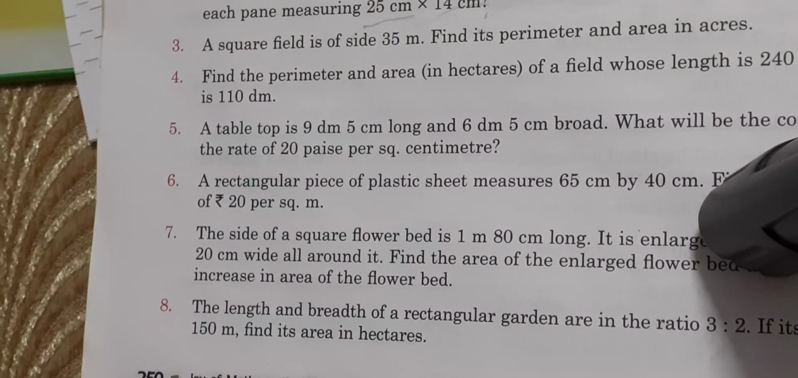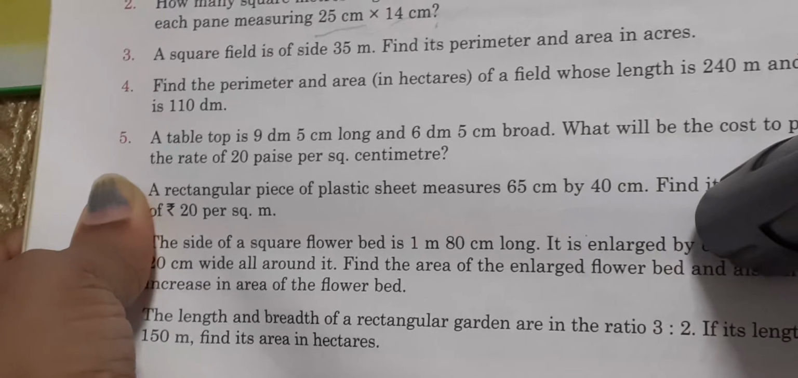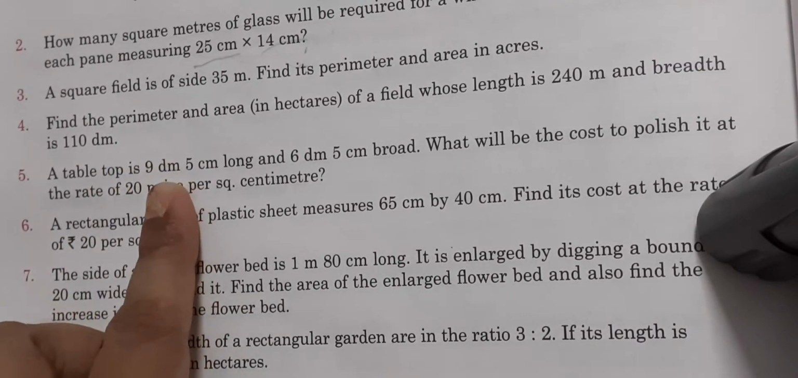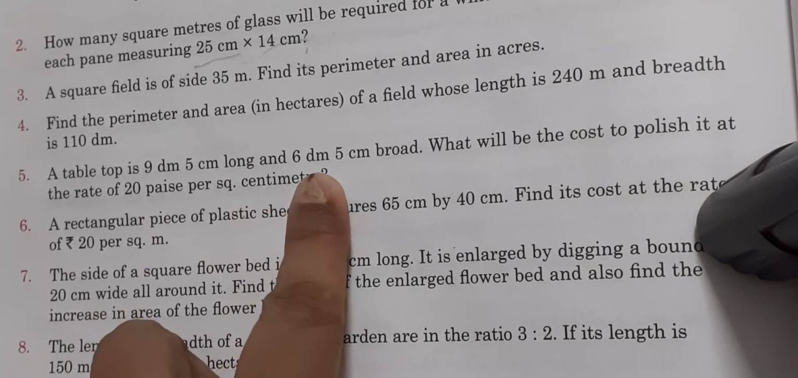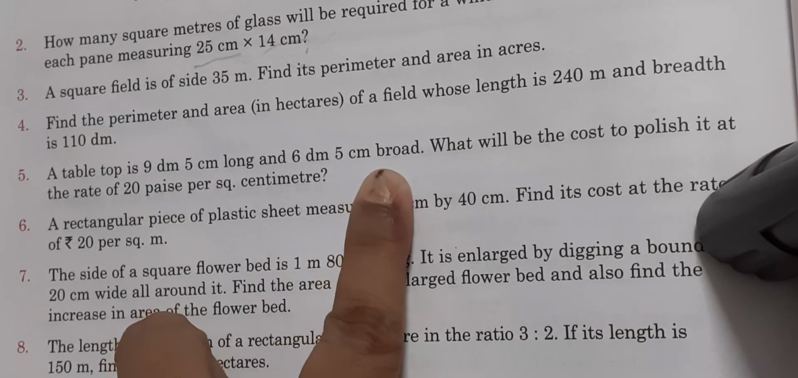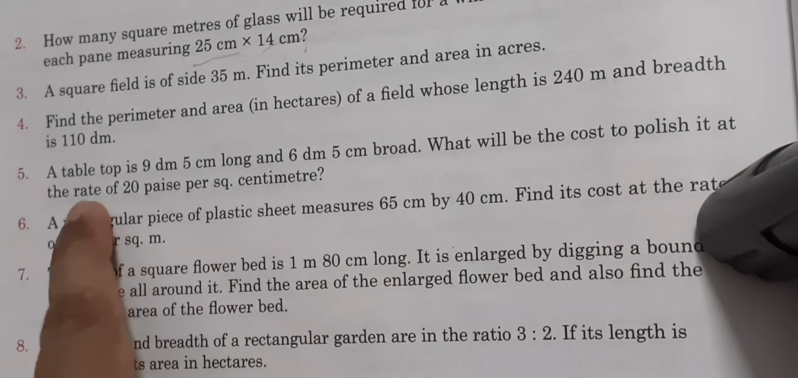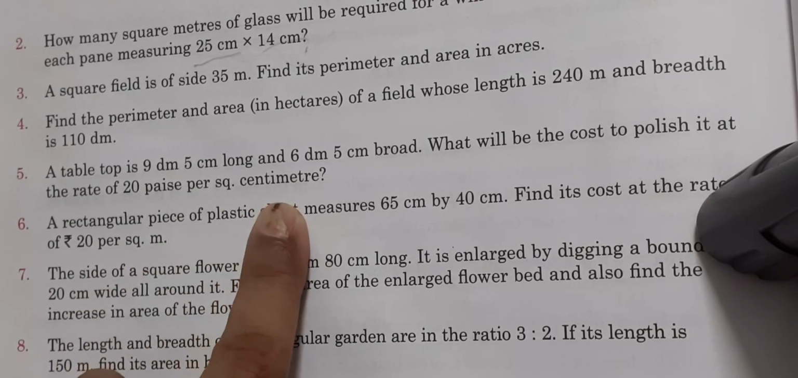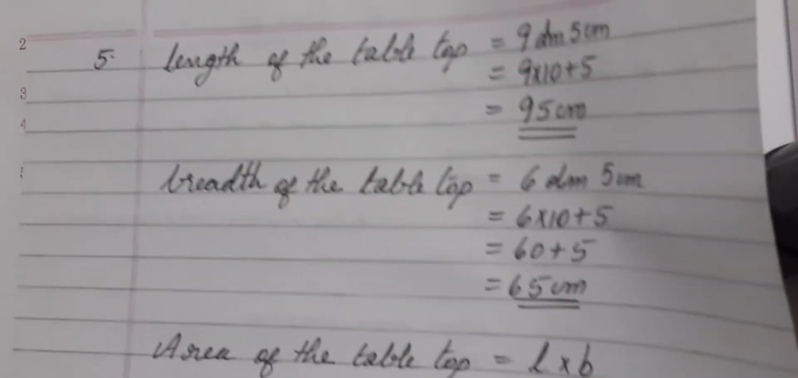Now we will move to the fifth question. All of you read the question. A tabletop is 9 decimeter 5 centimeter long and 6 decimeter 5 centimeter broad. What will be the cost to polish it at the rate of 20 paise per square centimeter? Okay, now how we can solve this one?